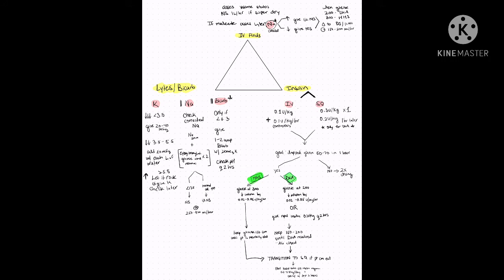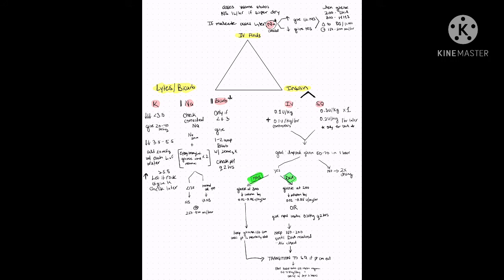If they're normal or slightly elevated, you can give like half NS, and the rate is like 250 to 500 milliliters an hour. Don't give bicarb unless the pH is less than 6.3. If so, give them 1 to 2 amps of bicarb with 20 milliequivalents of K.